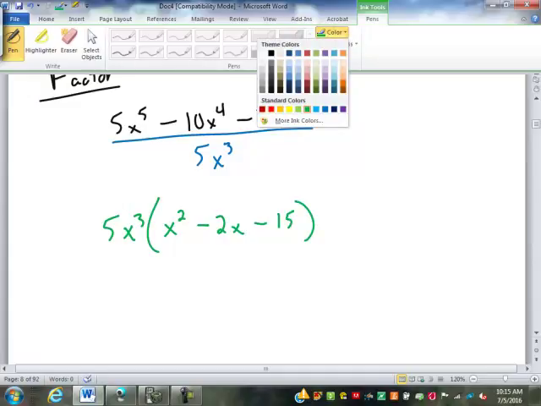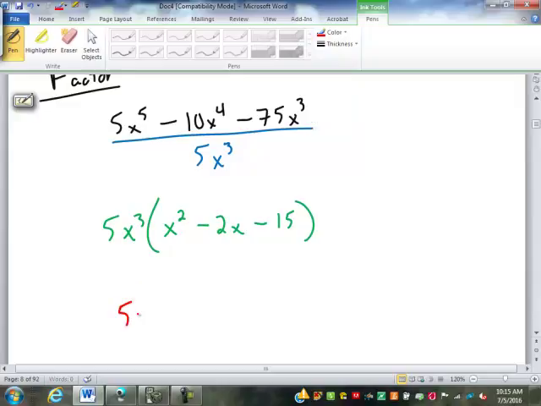So now we're left with trying to factor. 5x to the third doesn't change, but we're trying to split up the x squared minus 2x minus 15. Does that factor? Well, x times x makes x squared. It's a negative 15, so it's going to be one positive and one negative, correct?